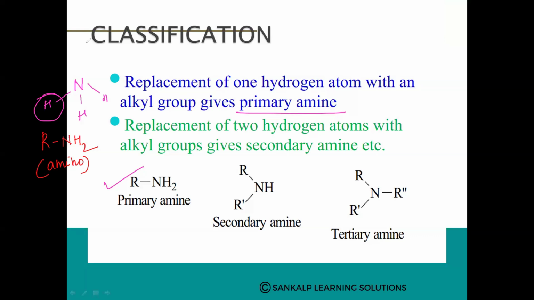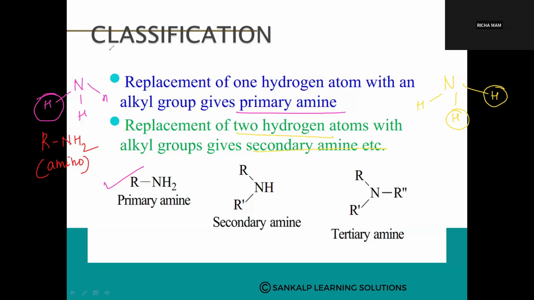Now, the second one is the secondary amine. What have we discussed about the secondary amine? So here is the ammonia. When two of the hydrogen atoms are replaced by an alkyl or an aryl group, then they are called the secondary amine. So the replacement of two hydrogen atoms gives the secondary amine.